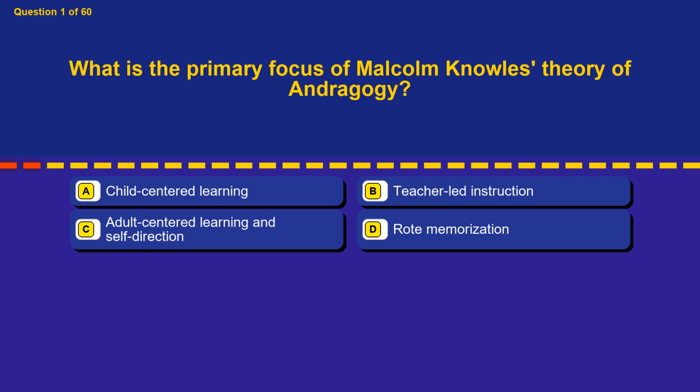Question 1. What is the primary focus of Malcolm Knowles' theory of andragogy? Option A, child-centered learning. Option B, teacher-led instruction. Option C, adult-centered learning and self-direction. Option D, rote memorization.